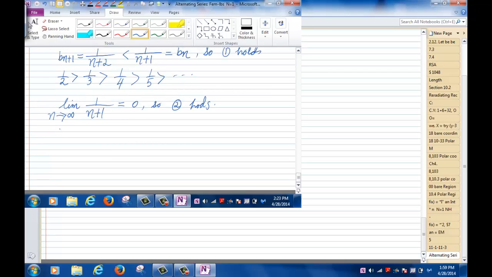And therefore, I could say by the alternating series test, the series sum of minus 1 to the n minus 1, 1 over n squared plus 1 over n plus 1, going from 1 to infinity, is convergent. Is everyone okay with that?